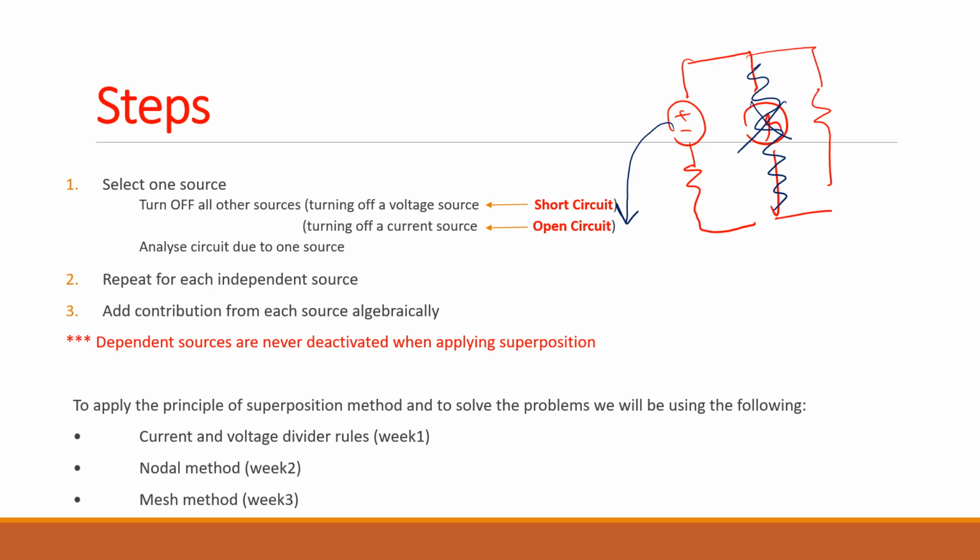After you finish with this one, you need to consider only the current source. In that case, you keep the current source but turn off the voltage source. When you turn off a voltage source, that path will become a short circuit. Okay, so let's take one example and do it.